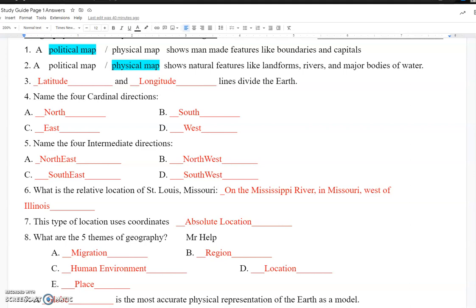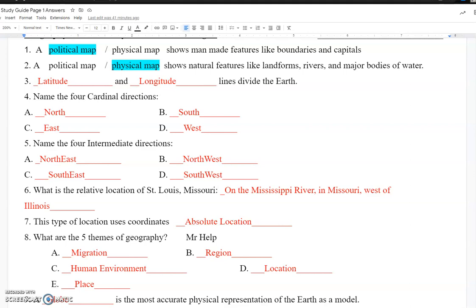Number five, you're putting them together to create your intermediate directions. So what is in between your four cardinal directions? You're going to have northeast and northwest, and you're going to have southeast and southwest. Number six, what is the relative location of St. Louis, Missouri? So you can say that it's on the Mississippi River, it's in Missouri, it's west of Illinois, it's close to Alton, it's west or east of Kansas City, all kinds of things. As long as you're describing generally where it's at, then you're giving the relative location of St. Louis, Missouri.